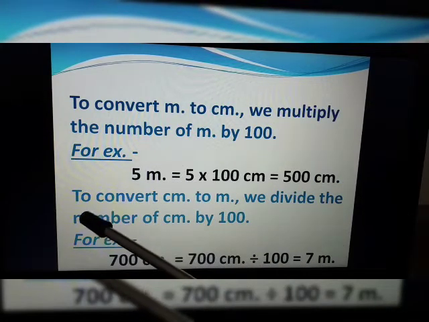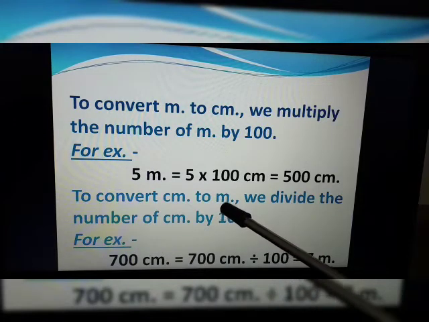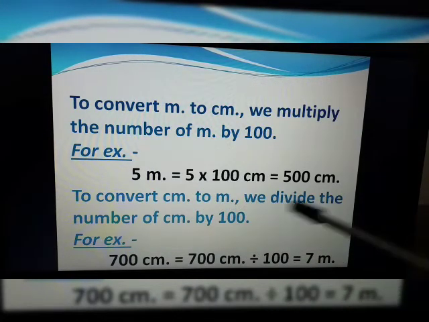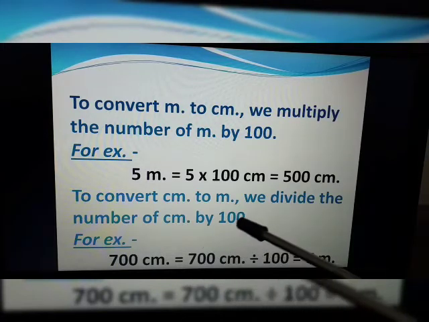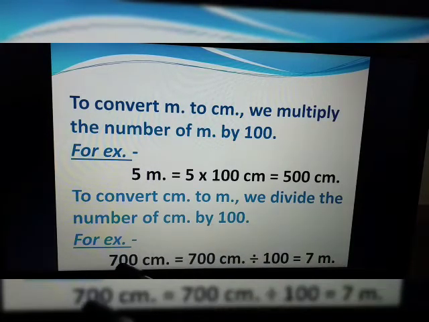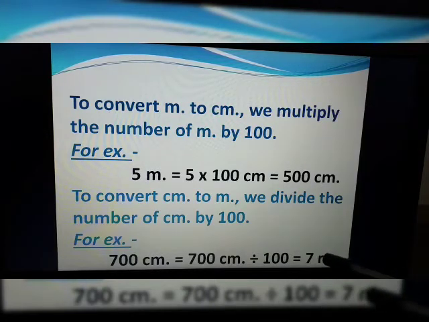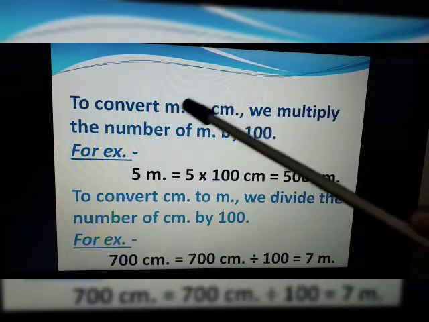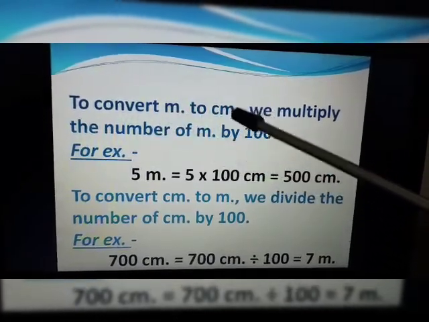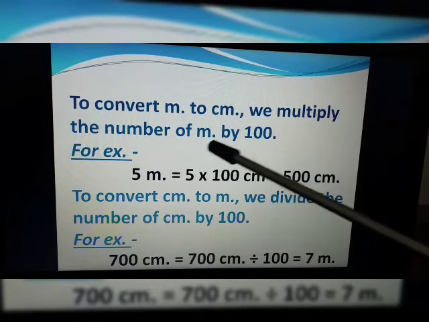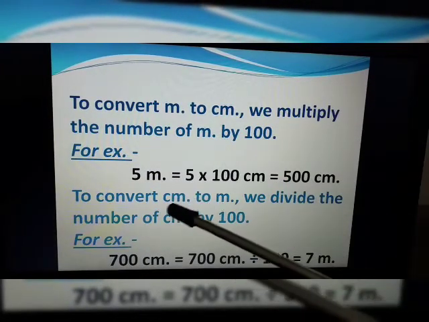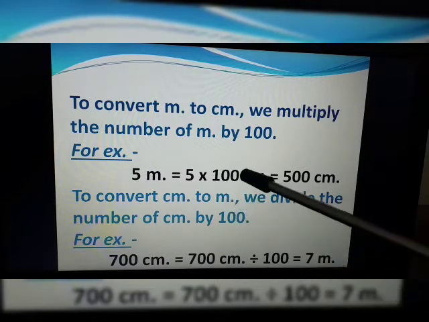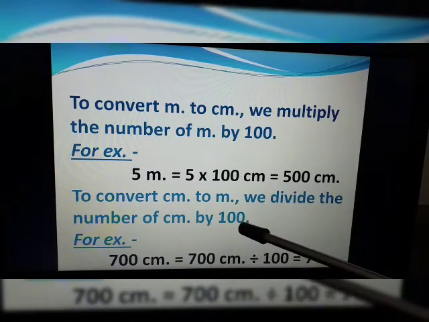Just opposite to this, to convert centimeter to meter, smaller unit to bigger unit, we divide the number of centimeter by 100. For example, 700 centimeter is equal to 700 centimeter divided by 100, which is equal to 7 meter. That means if we want to convert bigger unit to smaller unit, meter to centimeter, we multiply the number of meter by 100, and to convert smaller unit to bigger unit, we divide the number of centimeter by 100.